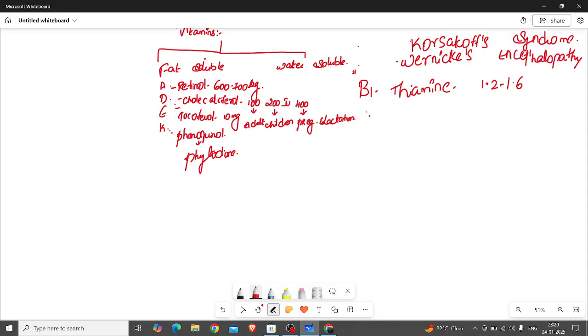Then second one, B2, it is also known as riboflavin. Vitamin B2 is also known as riboflavin, and the normal range is about 1.4 to 1.8 mg. Here, this riboflavin deficiency mainly leads to angular stomatitis.